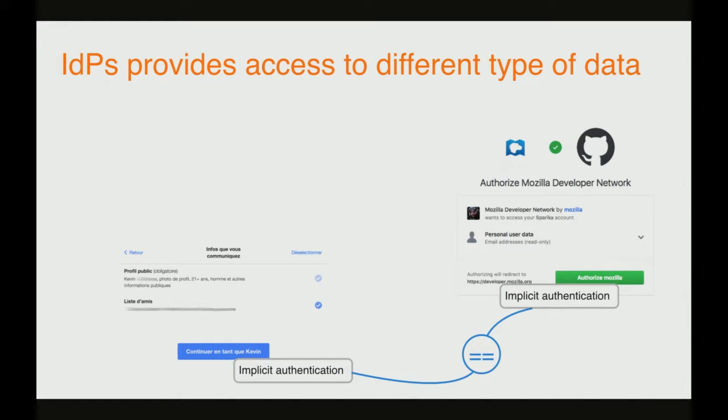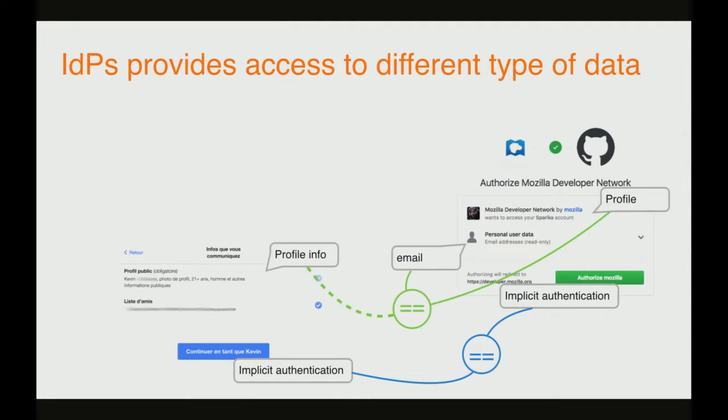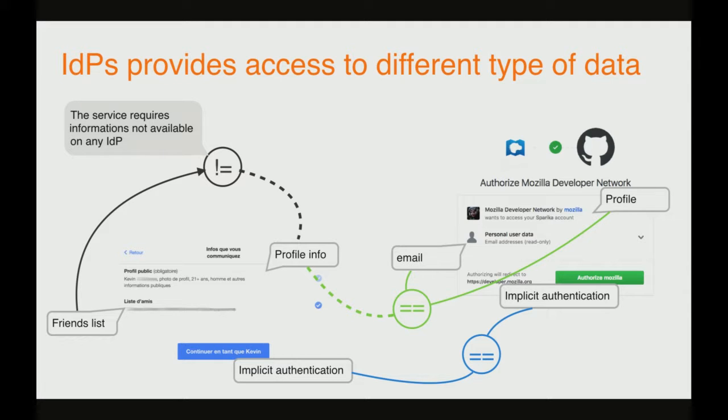In some cases, between different scenarios. So on the right, you have GitHub asking authorization to share with Mozilla Developer Network, and on the left, a Facebook use case. So in this case, the implicit authentication is common between the two. Some profile information are also common. But for instance, in Facebook, the website is asking to access the friend list. And so this is obviously not available on GitHub. So in this case, GitHub could not be used by the website on the left. So this is the kind of specialized data that would block any website to use any identity providers.